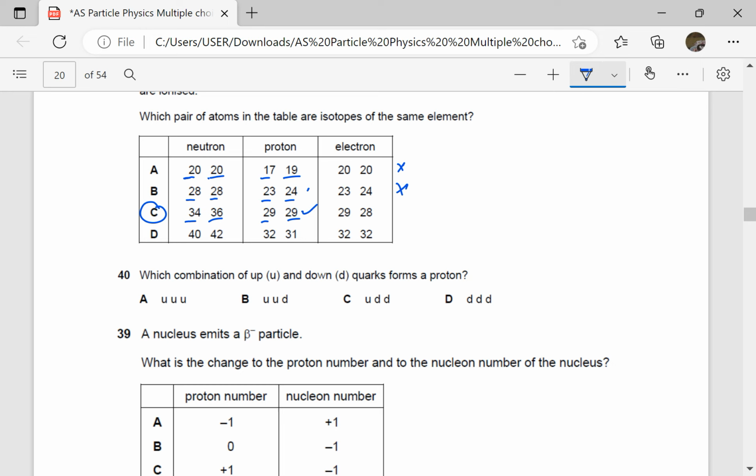Which combination of up quark and down quarks forms a proton? A proton is up, up, down, so that is B.